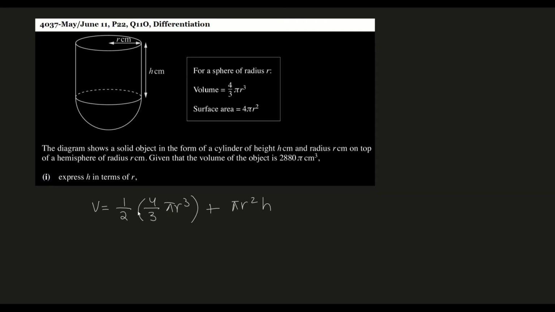Now in both of these terms we have π r square common, so we can take that out. The volume we have been given is 2880π equals π r square times 2 over 3. So I just divided 4 by 2, so 2 over 3, r plus h.